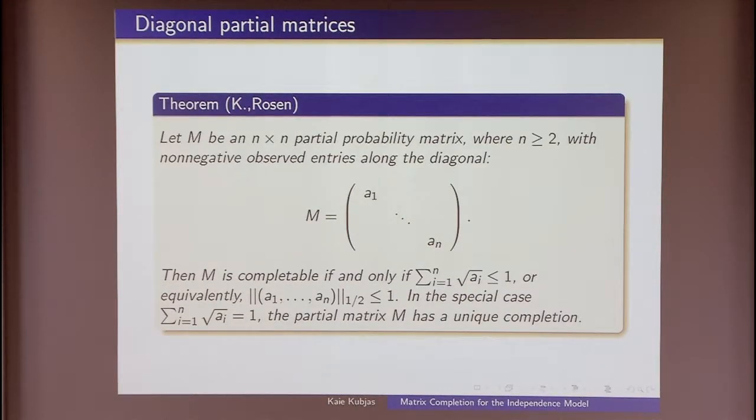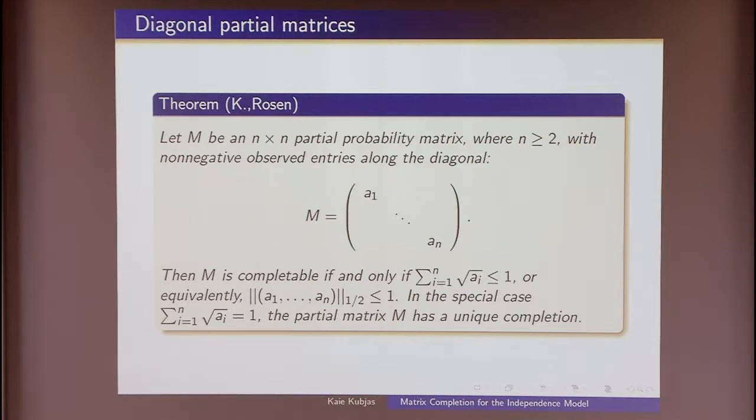And this is how our paper is structured. First, we study diagonal partial matrices, and then we reduce all the other partial matrices to the diagonal partial matrices. The result for diagonal partial matrices is, suppose we have this partial matrix with diagonal entries A1 to AN, then M is completable if and only if the sum of square roots of Ai is less than or equal to 1.